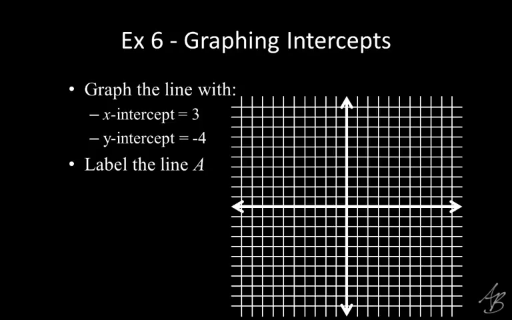All right, so in example 6, we know the x-intercept equals 3, and we know the y-intercept equals -4. All right, so make sure you get that negative in there. It's kind of hard to see it here, but the y-intercept is -4. So what are we going to do to figure out what this line is going to look like? Line A.